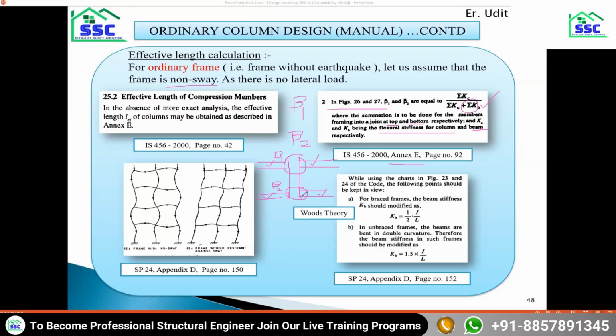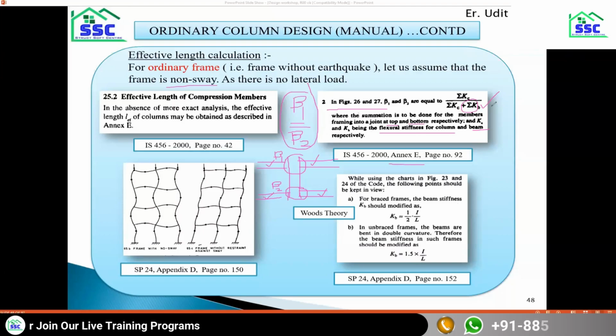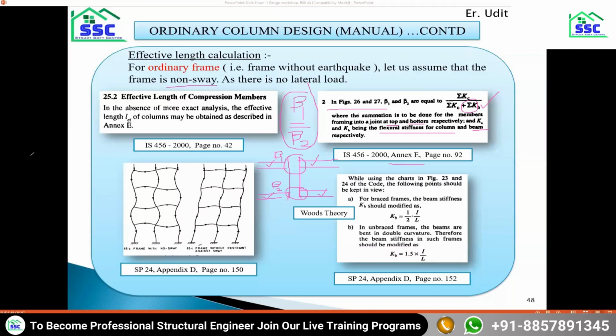Now if you take the example of our model, in which the size of the column is uniform throughout the height of the building, and the size of the beam is also uniform, you can say that beta 1 will be equal to beta 2 in our case, because we have modeled beams of uniform size throughout the project. Okay. So this is the formula for beta 1 and beta 2: summation Kc divided by summation Kc plus Kb.